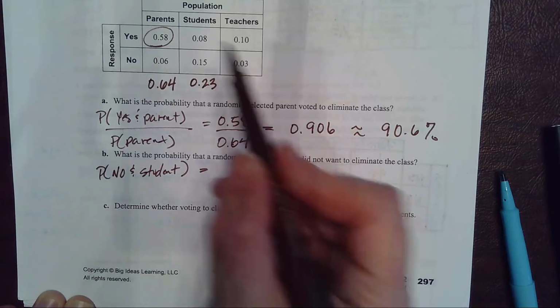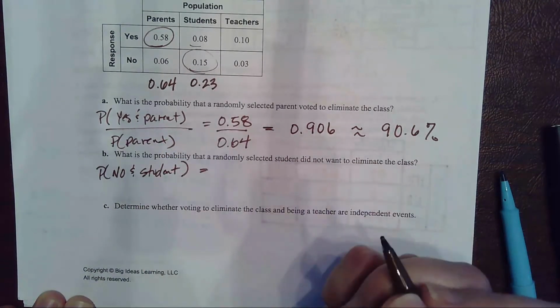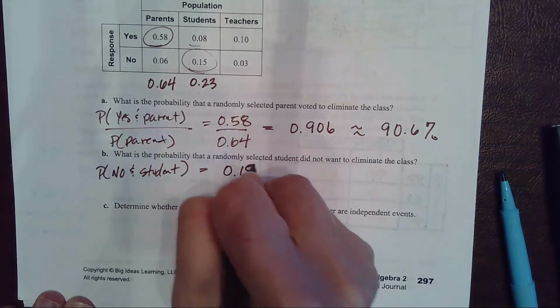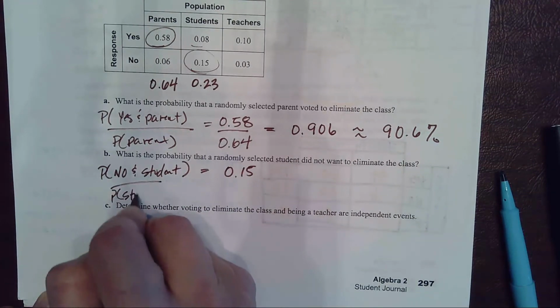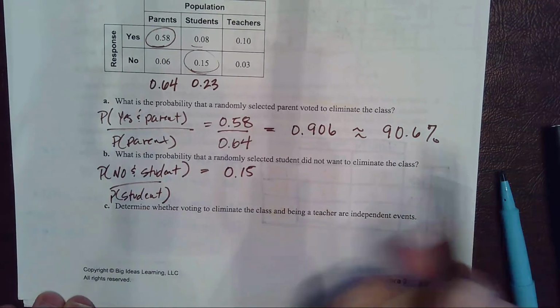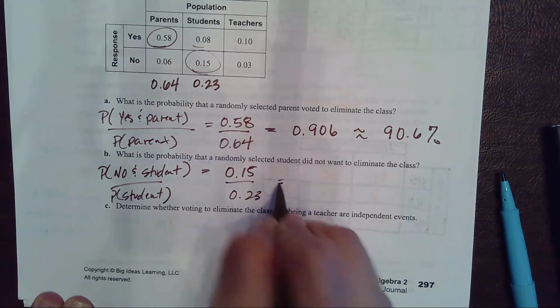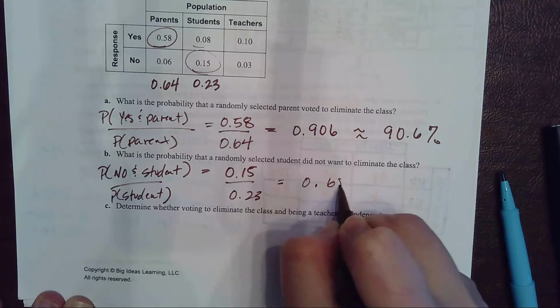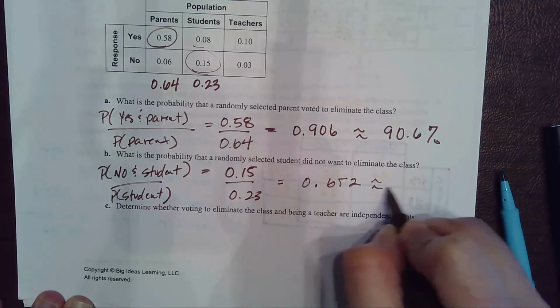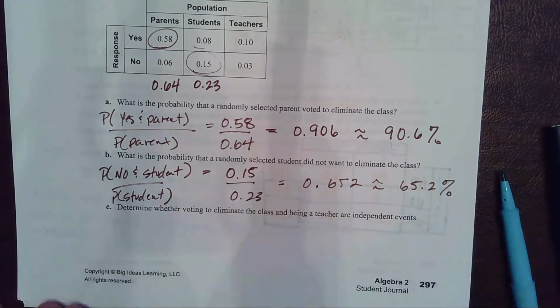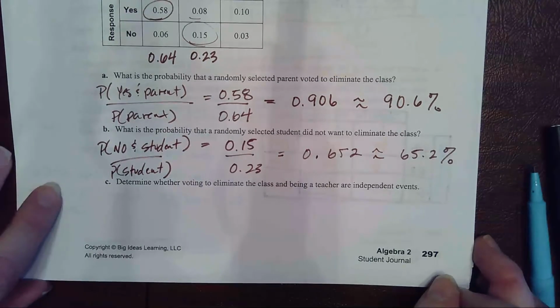So no, and a student is, whoops, 0.15 over the probability of being a student. So the probability of being a student is 0.23, which gives me 0.652, which is roughly 65.2%. So you can see here that a randomly selected student did not want to eliminate the class, whereas the probability of randomly selected parents did want to eliminate the class.